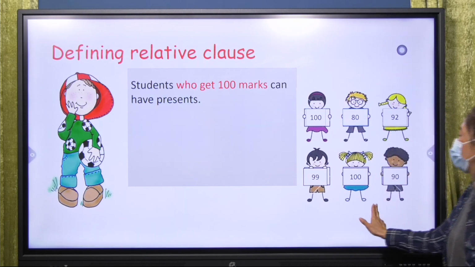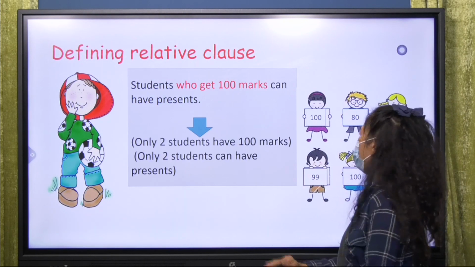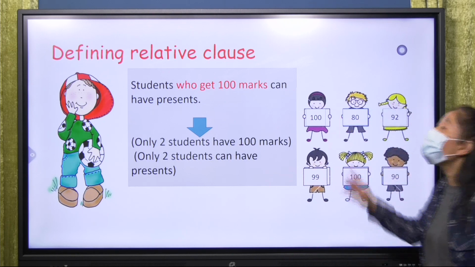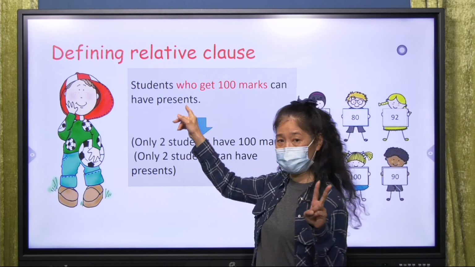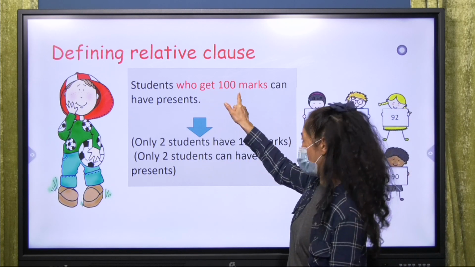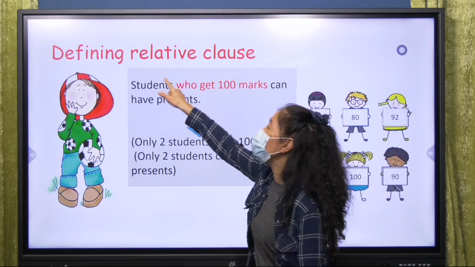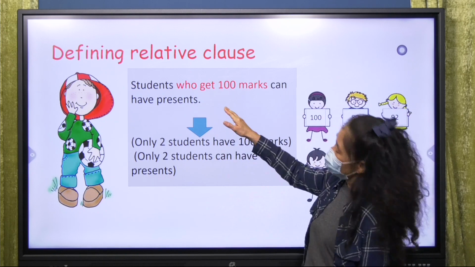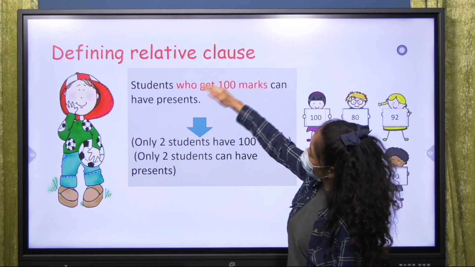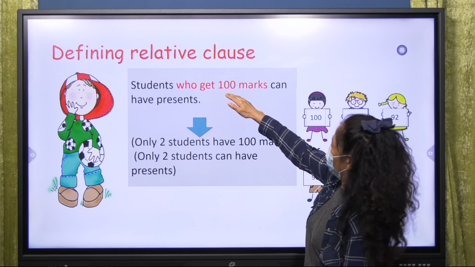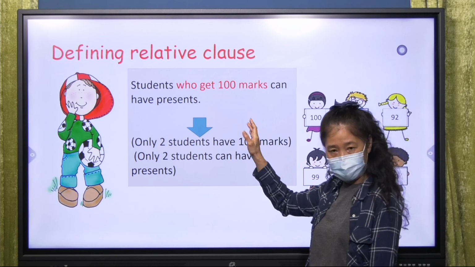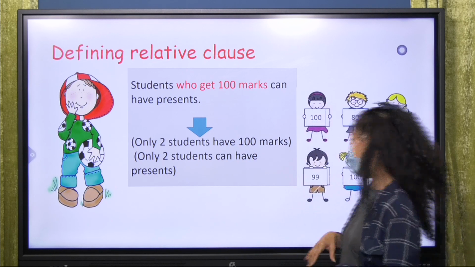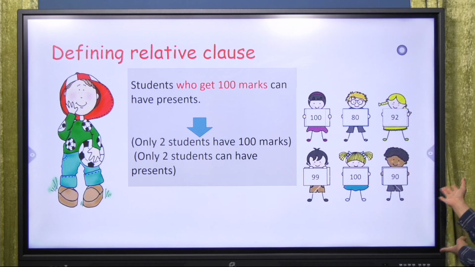Only two students get 100 marks. But that means only two students can have presents. So this relative clause, who, refers to those students who get 100 marks only, not all. By using a defining relative clause here is very important because at least I know I have to prepare two presents only, because I just got two students who got 100 marks.